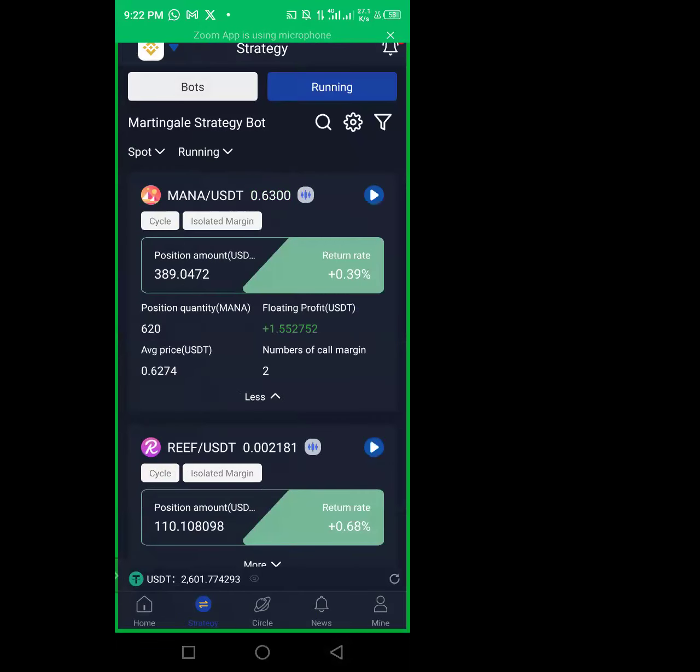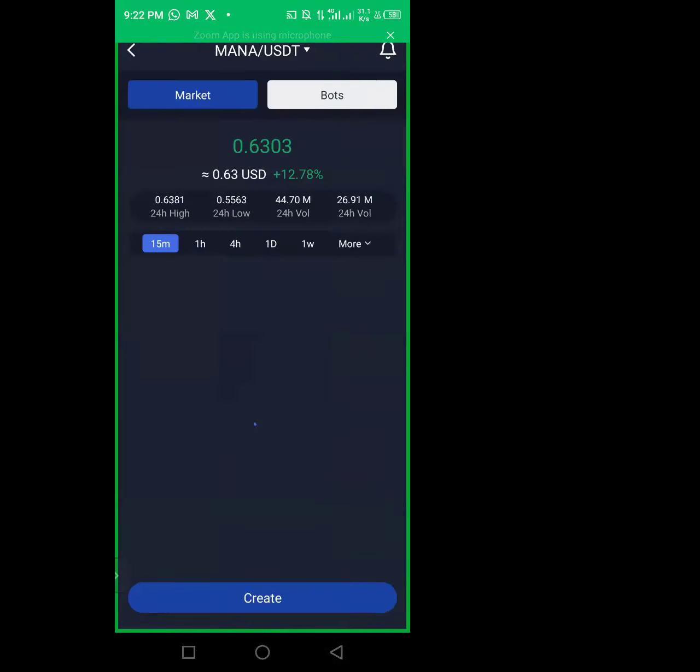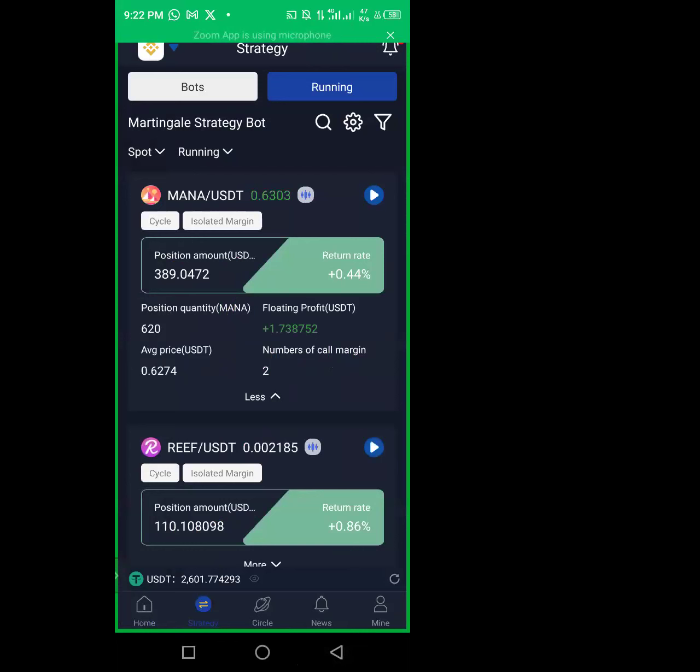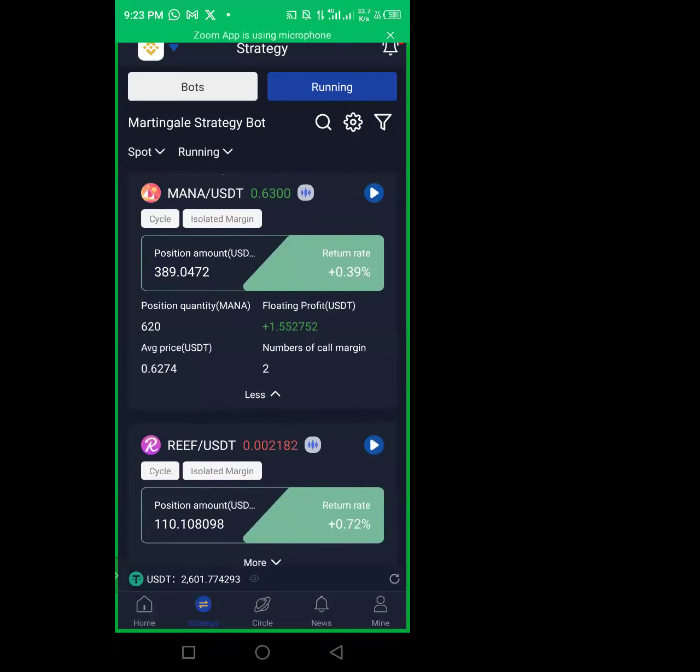You see, my 1.7 return rate has reduced to 0.3 because I've added more money in this trade. Now, because this trade is on a pumping spree, it is going up. When this profit comes back, if the return ratio increases back to 1.7, my profit here will increase.